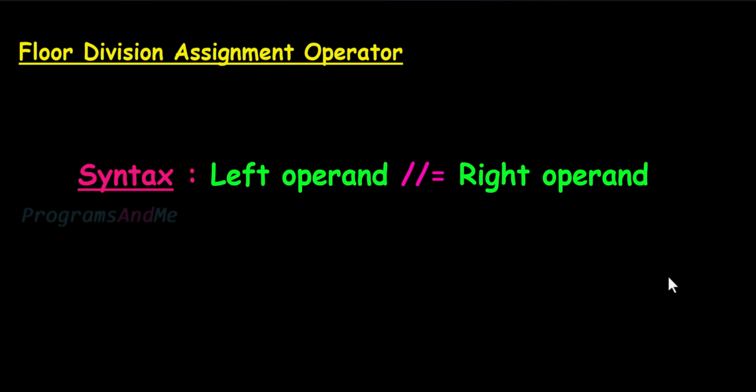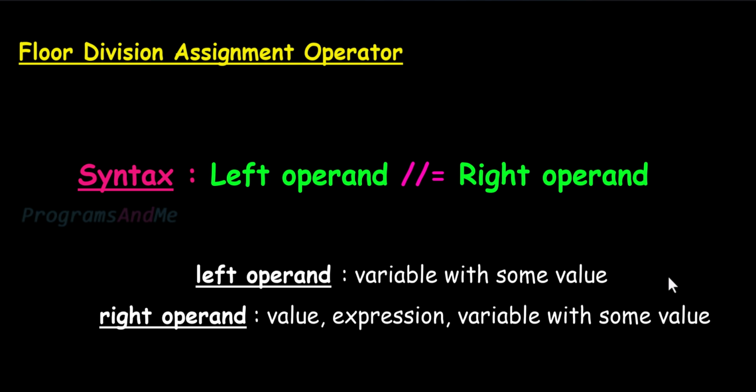Next operator is the floor division assignment operator. So the symbol is this. Syntax is left operand and right operand. The left operand must be a variable which refers to some value. The right operand can be a value or expression.